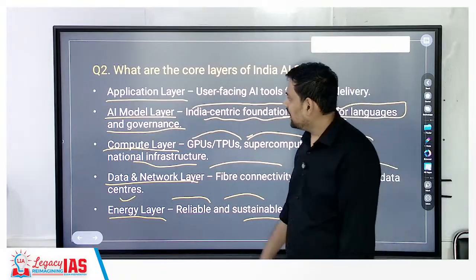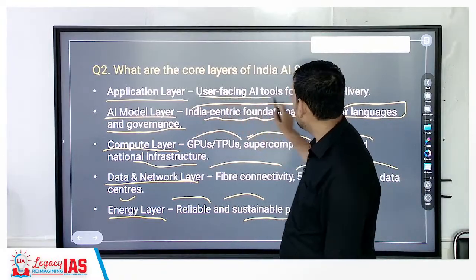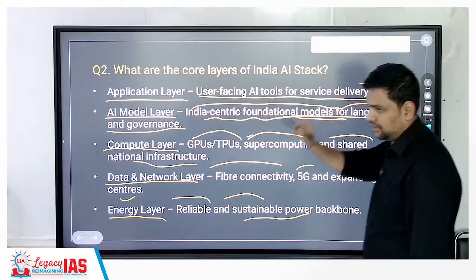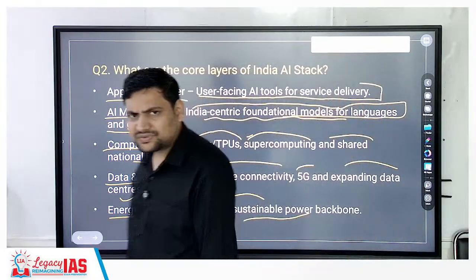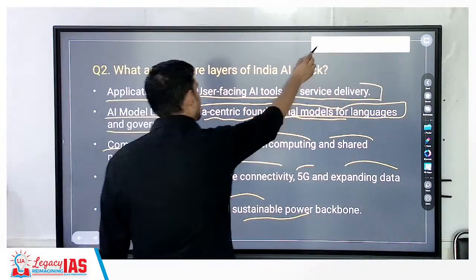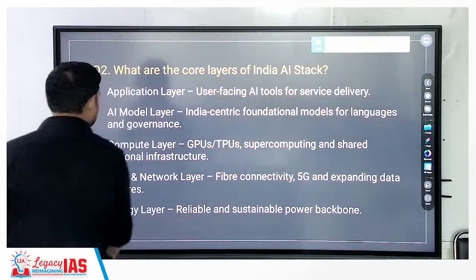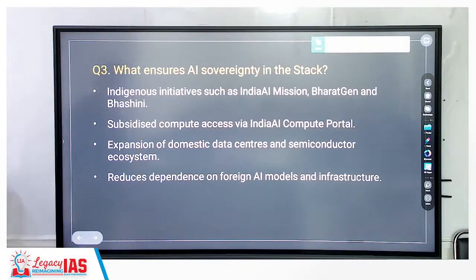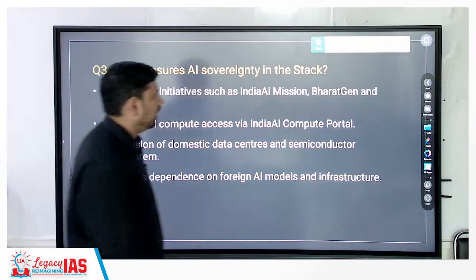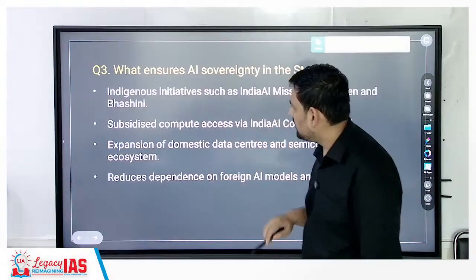Now, last is the application layer. This is the user-facing AI tools for service delivery. Understood? So these are the main layers. Now, once you get this, the next question is what ensures AI sovereignty in the stack. So what ensures AI sovereignty?